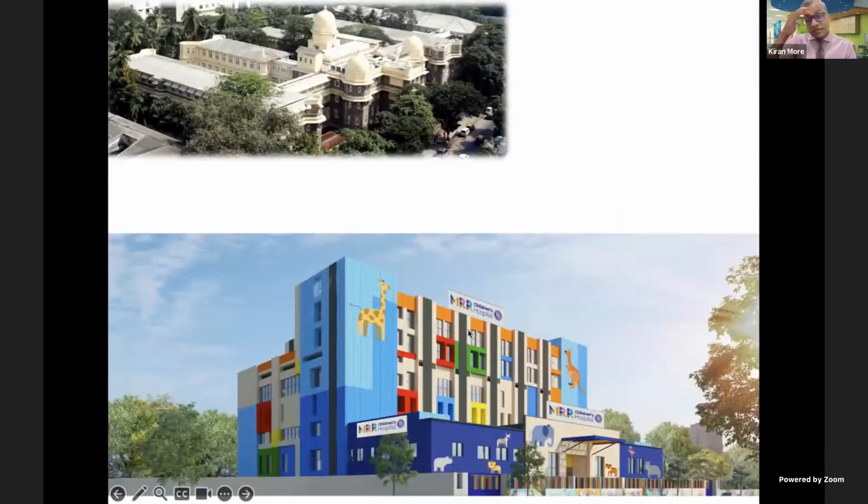So prior to this, at the bottom is the MRR Children's Hospital where I'm currently working, which is one of the largest in this region, and we have a good quaternary NICU here. And on the top is the alma mater for a lot of us, the Wadia Children's Hospital, where I was heading the NICU prior to this attachment.